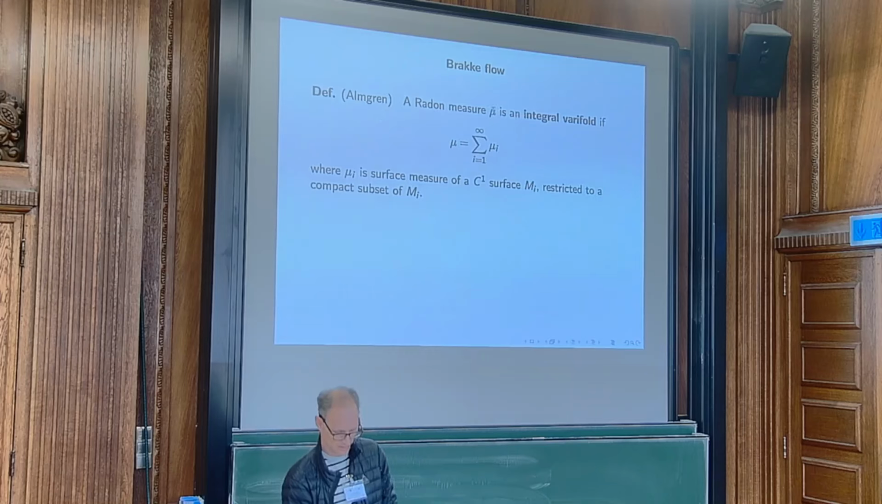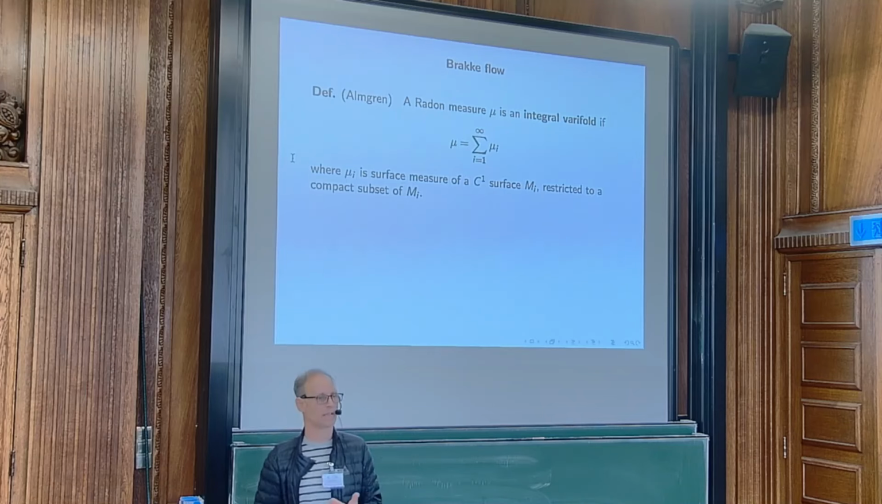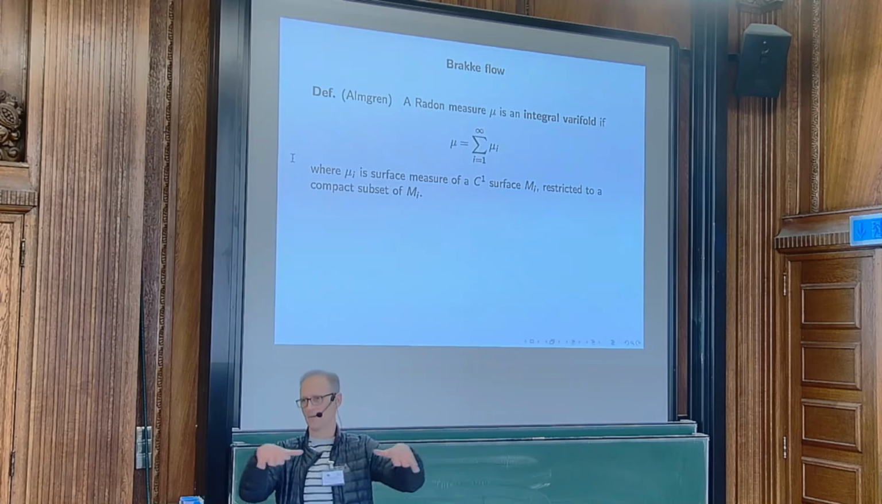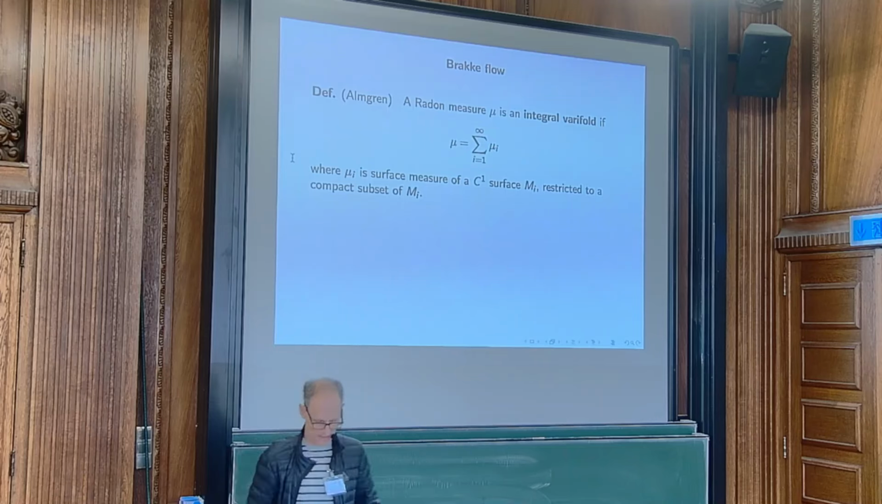If you have a Radon measure μ, it's an integral varifold if μ is the sum of μ_i's, where μ_i is a surface measure on a C1 surface restricted to a compact subset. The simplest case would be just the area measure on a C1 surface. If you take two copies of the same surface and add them up, you get twice the area measure. More generally, you just take a bunch of surface fragments, a superposition of surface fragments.